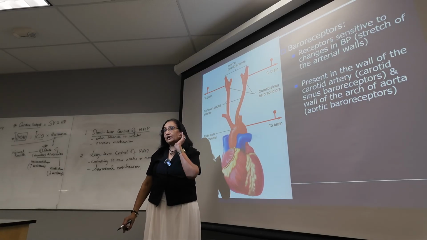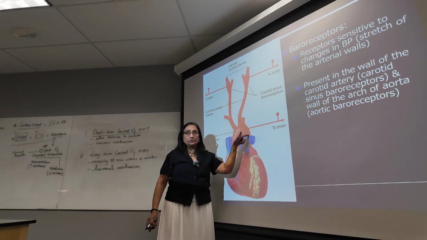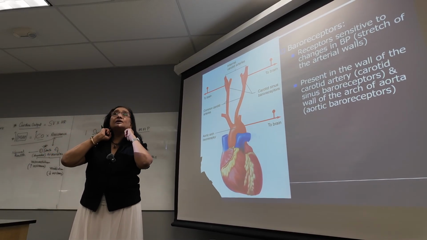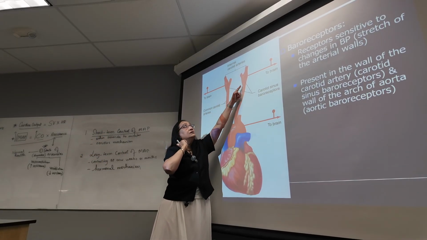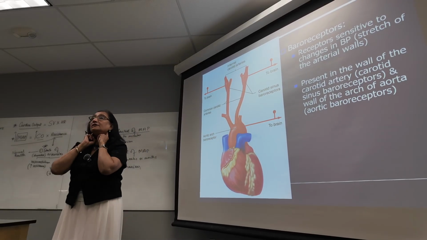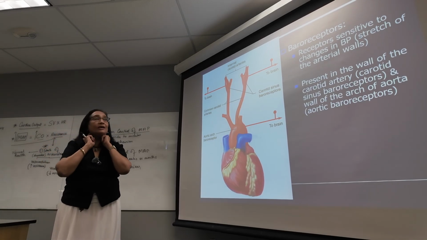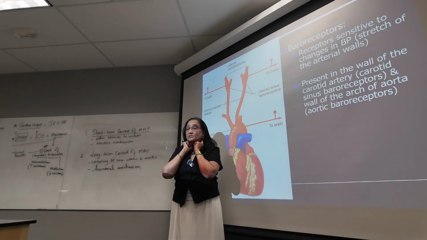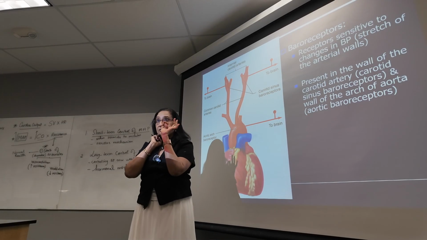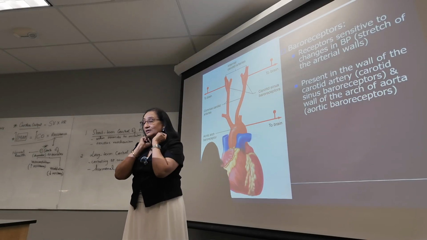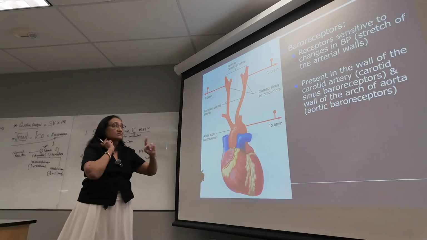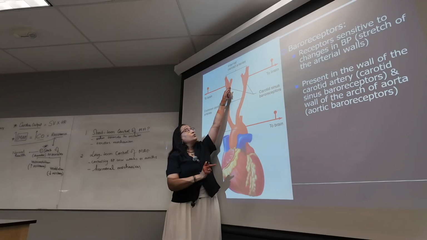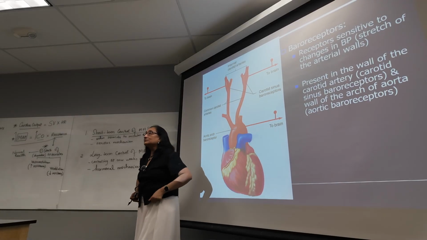One in the arch of the aorta. They are in the wall of the aorta. The other at the carotid artery, where the carotid artery goes up to supply the head, that is where you have another set of baroreceptors. What are these baroreceptors? They are just nerve endings, which are in the wall of the blood vessel. Arch of aorta, aortic arch baroreceptors, carotid sinus baroreceptors. That is how you name them.